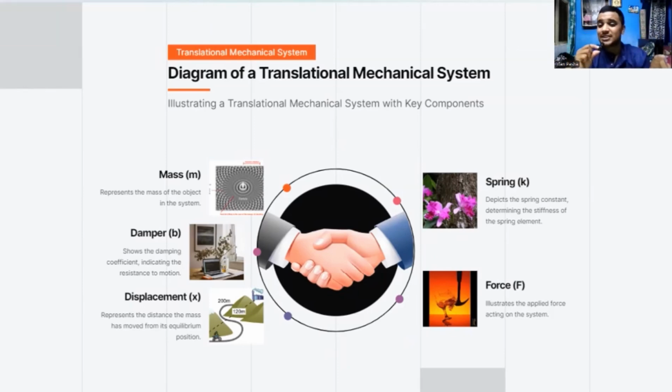Then the displacement X, which is very crucial, represents the distance the mass has moved from its equilibrium position. Then the spring constant K, as we discussed in the previous slide too. And then the most important thing needed for finding the answer to your questions on the translational mechanical system is the force, because if you have the force, it is very easy to find the translational mechanical system. Okay, moving on to the next slide.